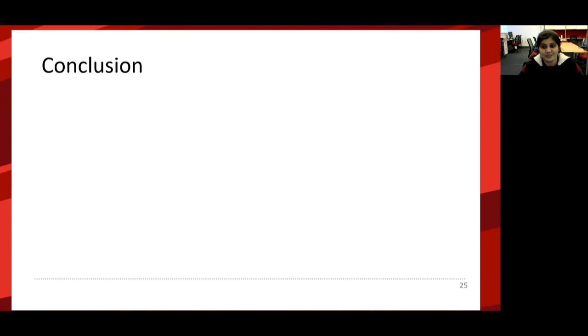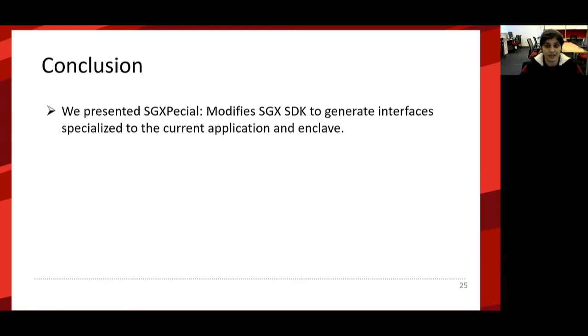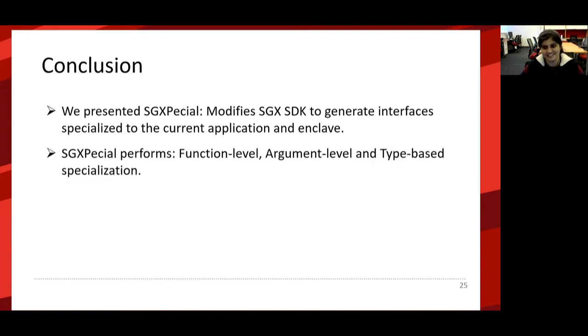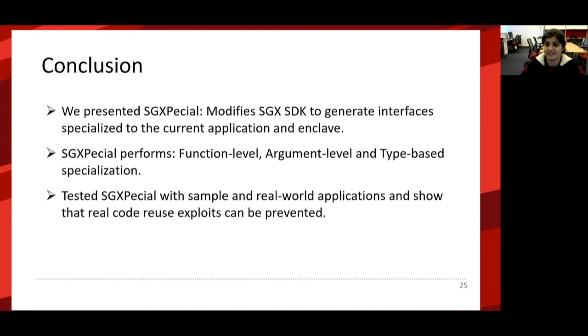Now, to conclude my talk today, we presented SGXPecial, which modifies the Intel SGX SDK to generate interfaces specialized to the current application and the enclave. SGXPecial performs function level, argument level, and type-based specialization. We tested SGXPecial with sample and real-world applications and showed that code reuse exploits present in the wild can indeed be prevented by integrating SGXPecial with Intel's SGX SDK.